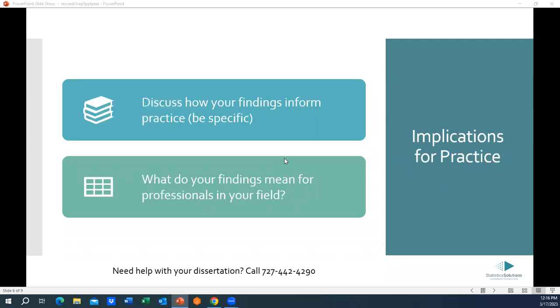Okay, implications for practice, and this is like it sounds. What do your findings mean for people at the level of practice in whatever topic it is you're dealing with? How can it inform what they do? What does it mean to professionals in that field? And these aren't general implications or general recommendations. They're specifically based on what you found, right?